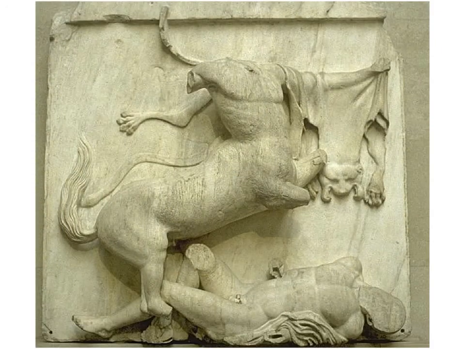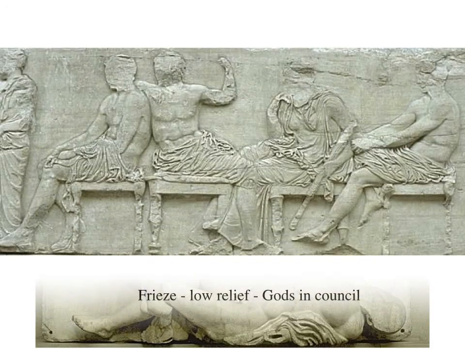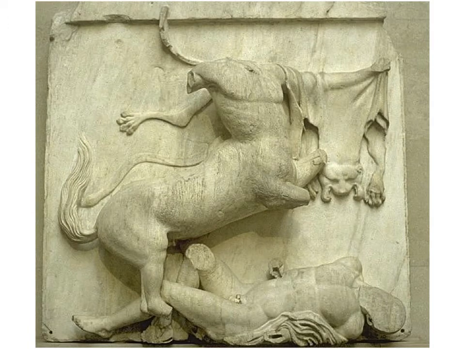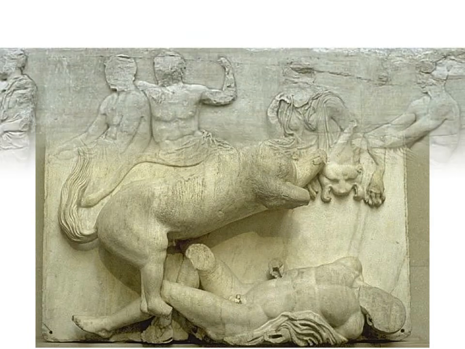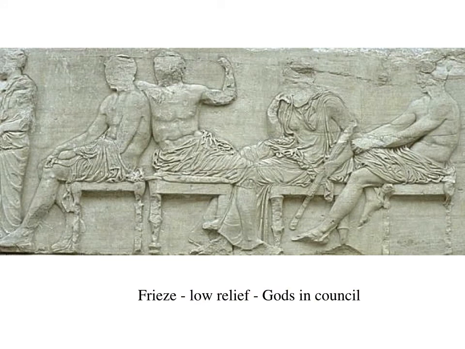Here's another slide from that same series of sculptures. So this is high relief. Now here's an example of low relief. These are the gods in council, and they're much more part of the background wall.